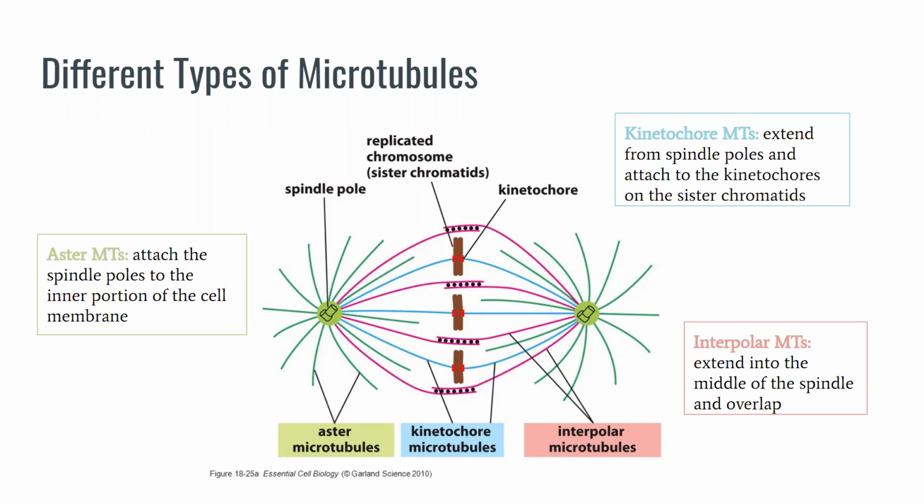They have different functions, and they're important mainly for spindle assembly and separation of the sister chromatids during cell separation.